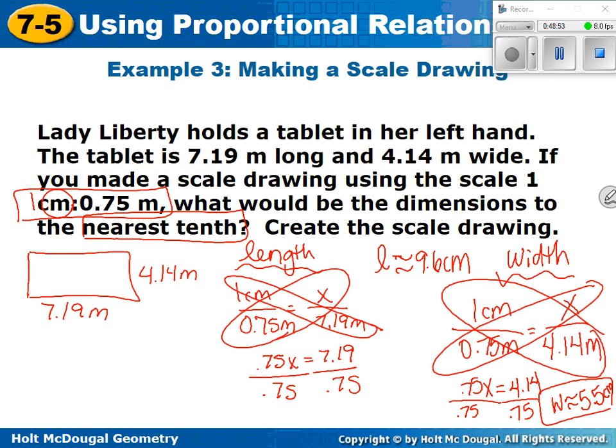Label your picture with your units once you get it drawn. Does yours look different than mine? This is my favorite part. So what looks wrong with yours compared to mine?